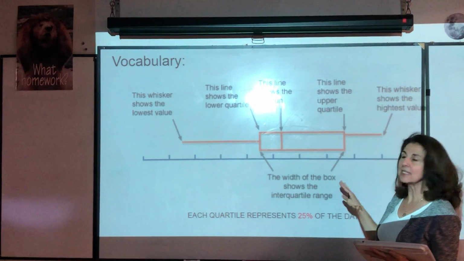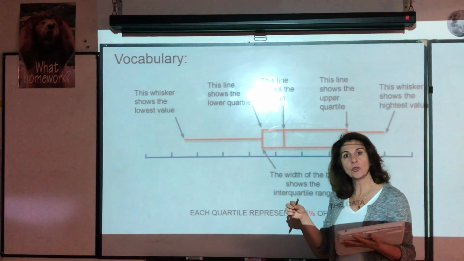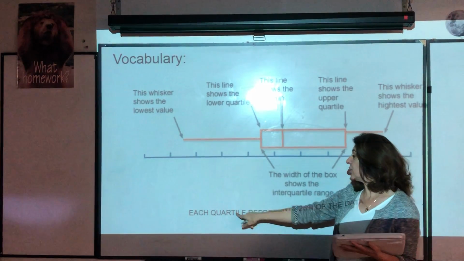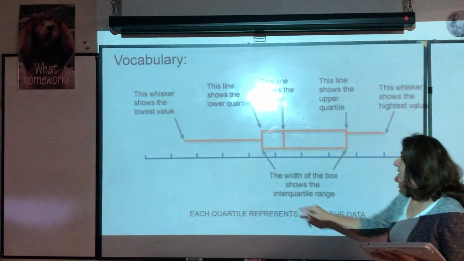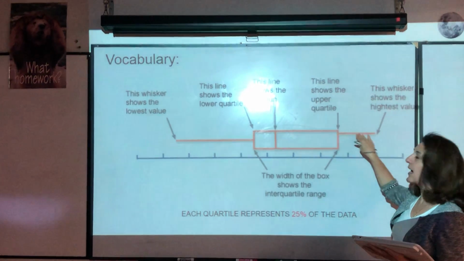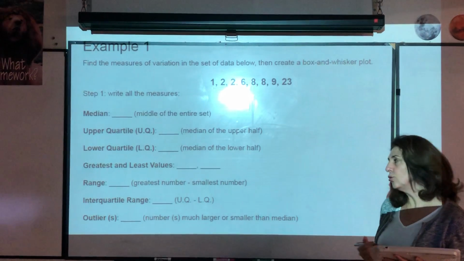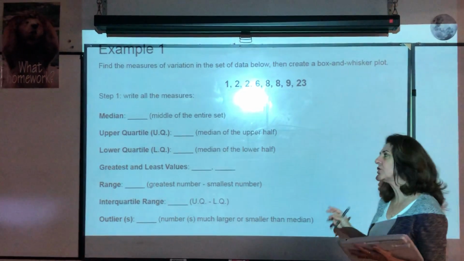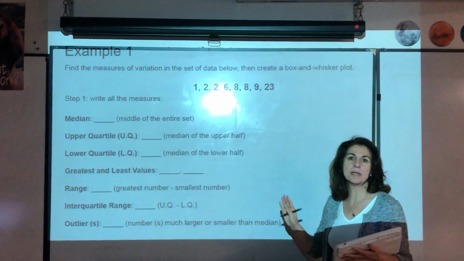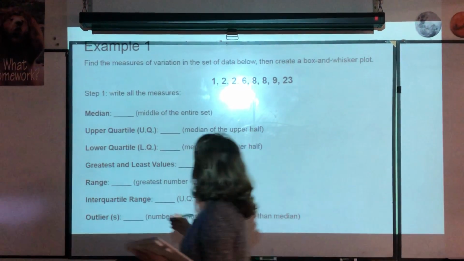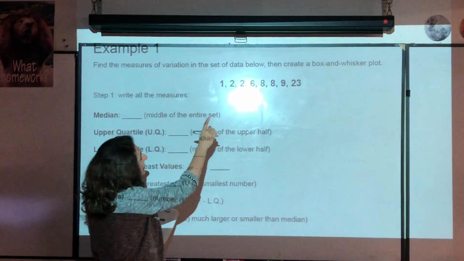So when we look at this, we see now where all those numbers fall, why we saw all those numbers yesterday. Each quartile represents 25% of the data. So 25, 25, 25, 25. So let's see how we use this, how we build it. First we are just going to find the numbers again, and then we are going to build the box and whisker plot. So the first thing we see here is find the measures of variation in the set of data below.